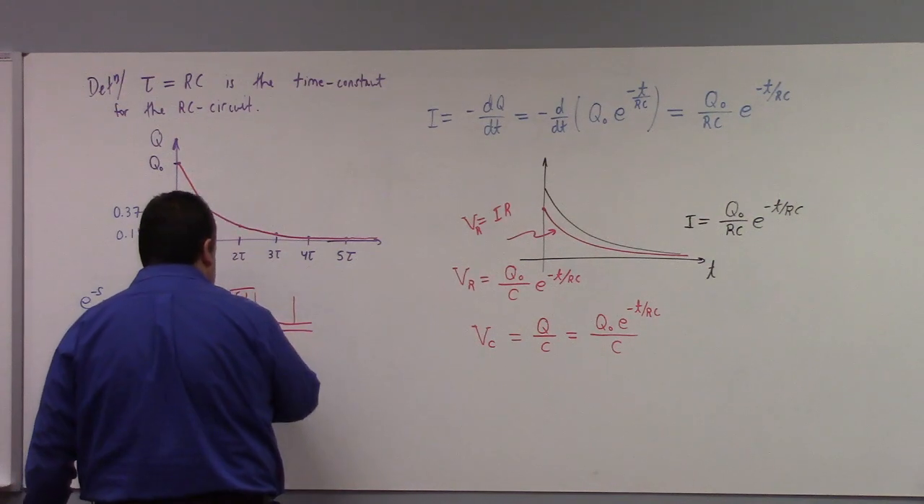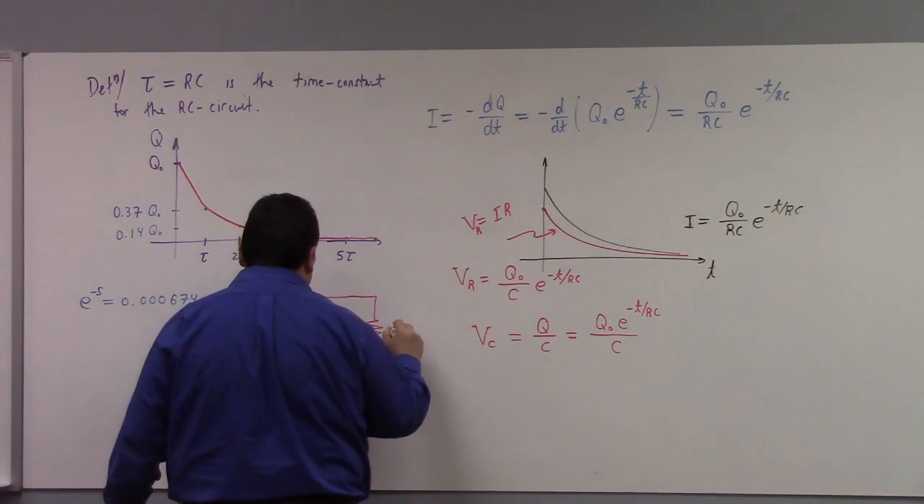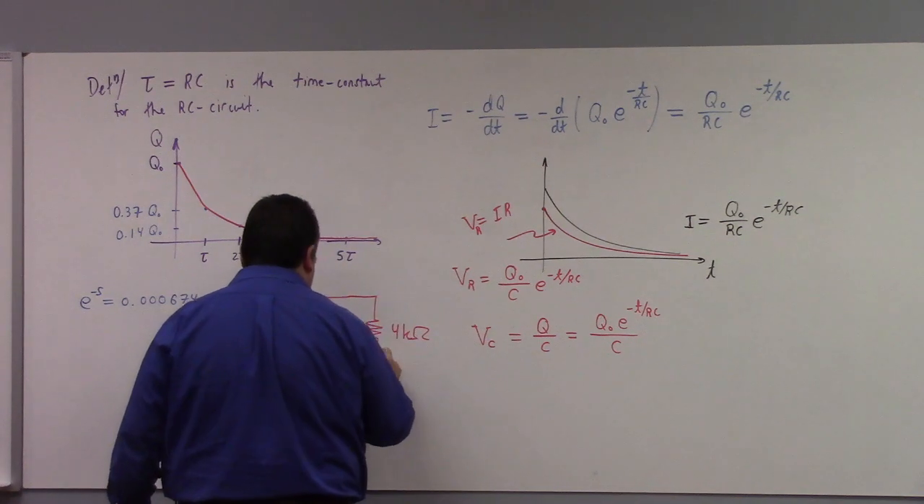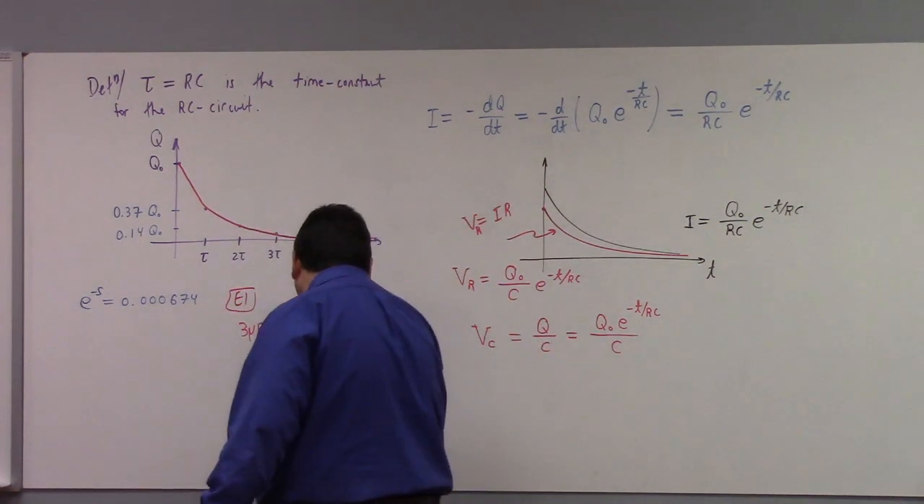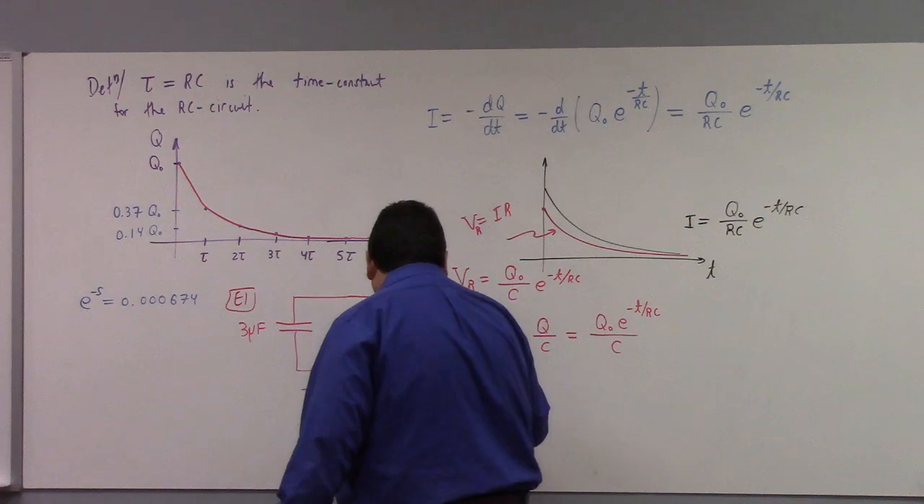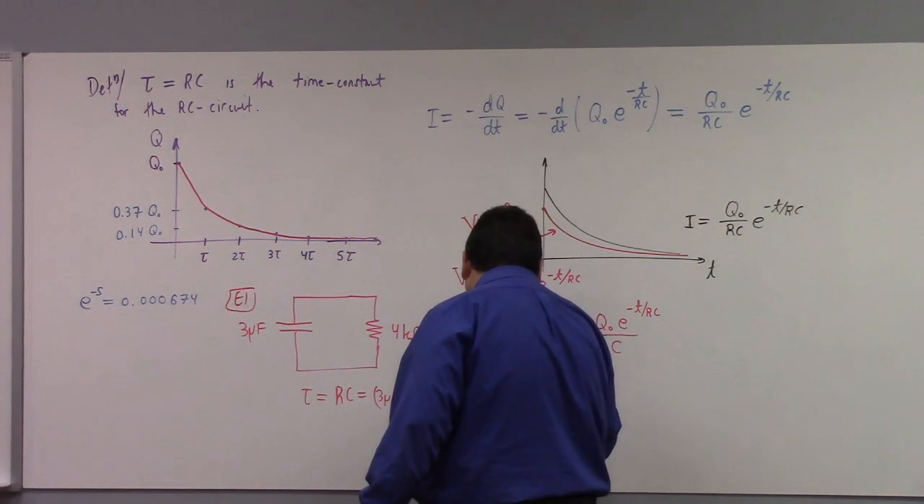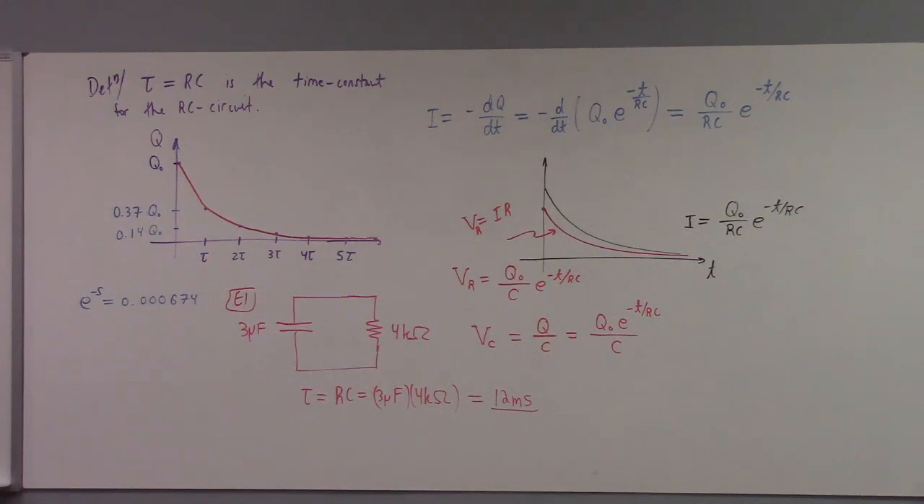Example 1. If I had, for instance, a 3 microfarad capacitor and it was discharging into a 4 kilo ohm resistor, the time constant here is RC, which is 3 microfarads times 4 kilo ohms, which gives me 12 milliseconds, because micro times kilo is milli. 3 times 4 is 12, so 12 milliseconds. If you have a 3 microfarad capacitor and a 4 kilo ohm resistor, you're discharging through that resistor. It takes about 60 milliseconds for it to be almost completely discharged.